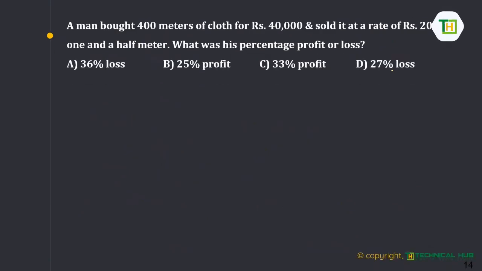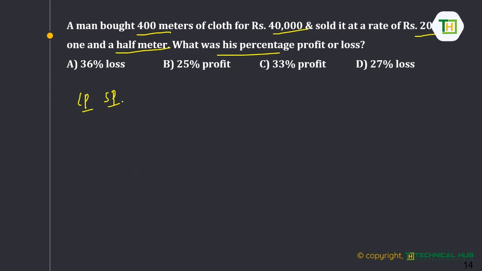So again, this question also related to profit and loss only. A man bought 400 meters of a cloth for 40,000 and sold it at the rate of 200 for 1.5 meters. So what is the percentage of profit or loss? So how to calculate profit percentage and loss percentage? If you have the cost price and if you have the selling price, then compare these two prices, then you will get the profit or loss.